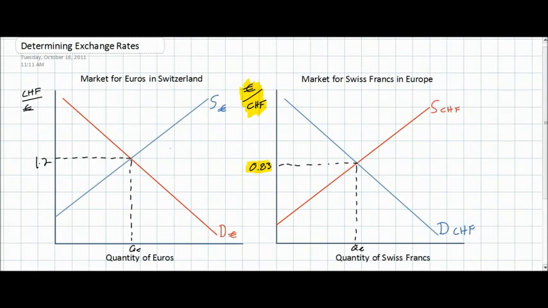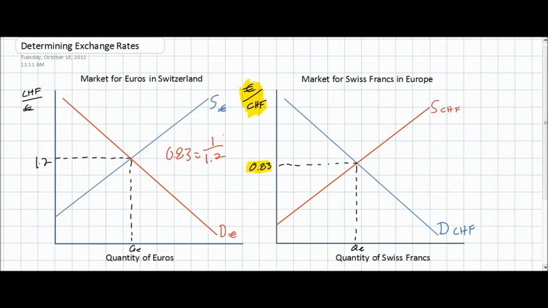In other words, 0.83 equals 1 over 1.2. This is clearly logical. If 1 euro costs 1 franc and 20 cents, then 1 franc costs 1 over 1.2, which is 83 cents.